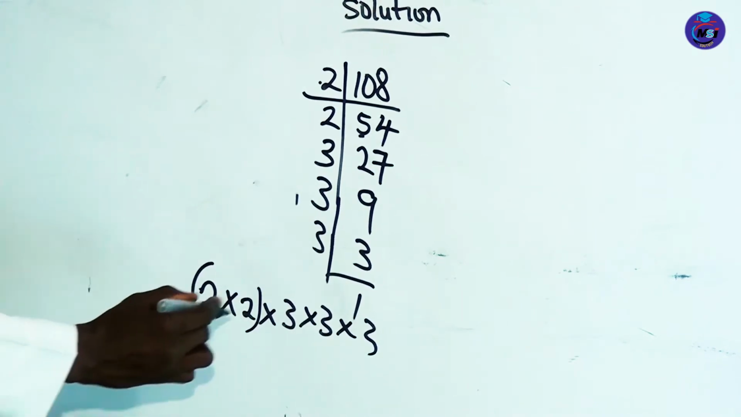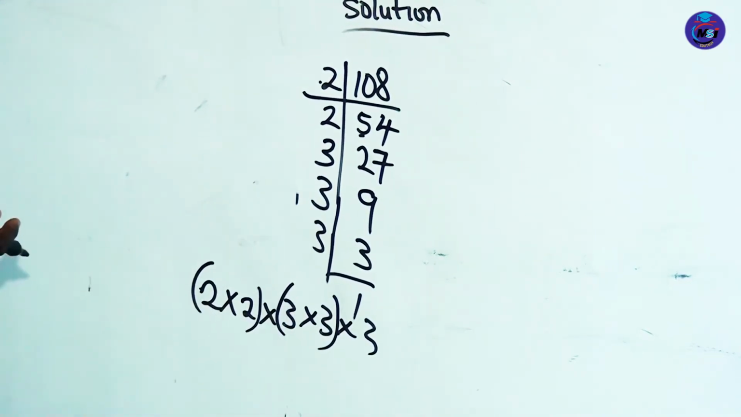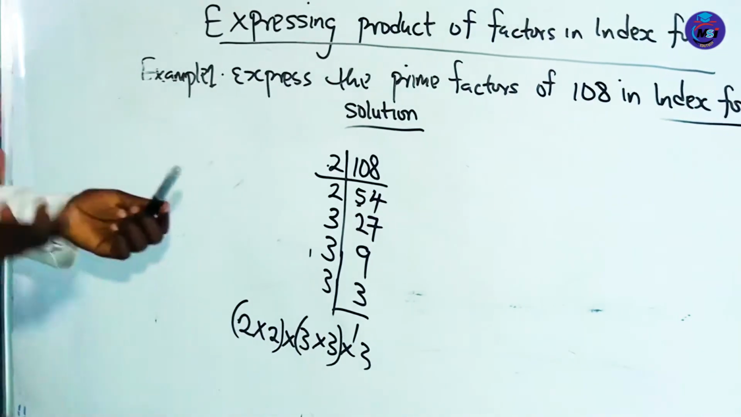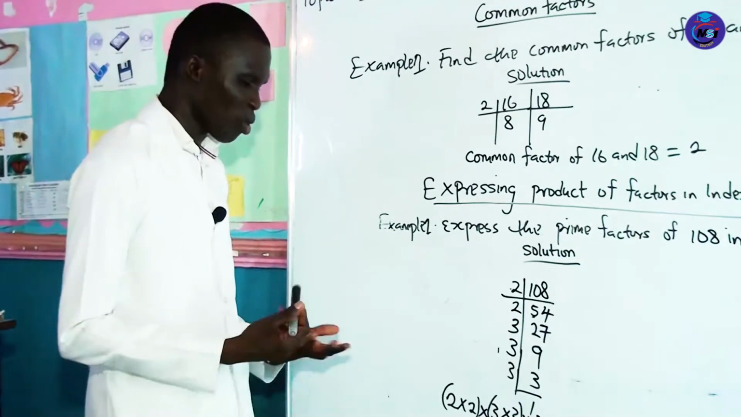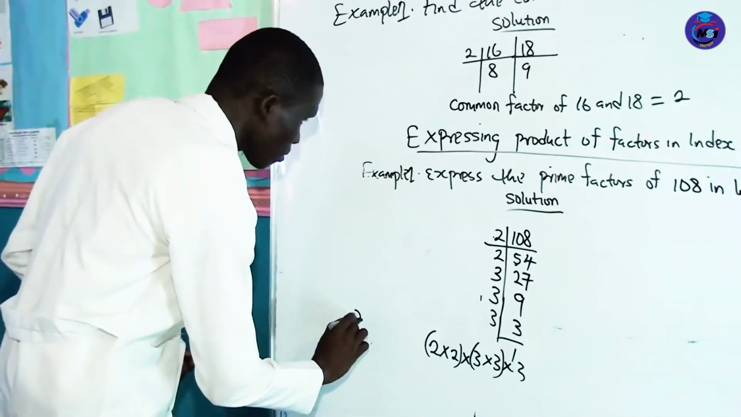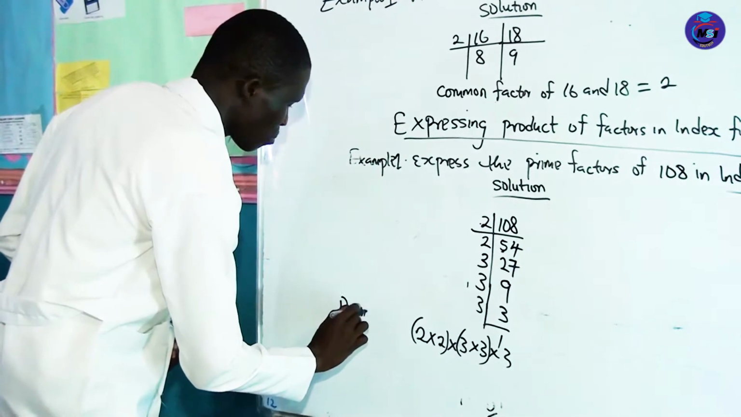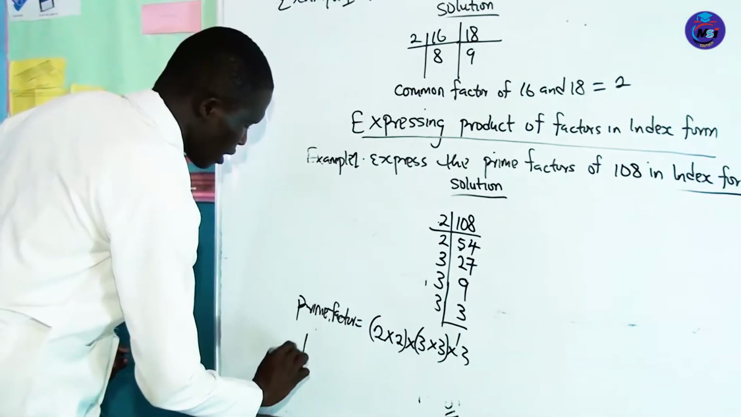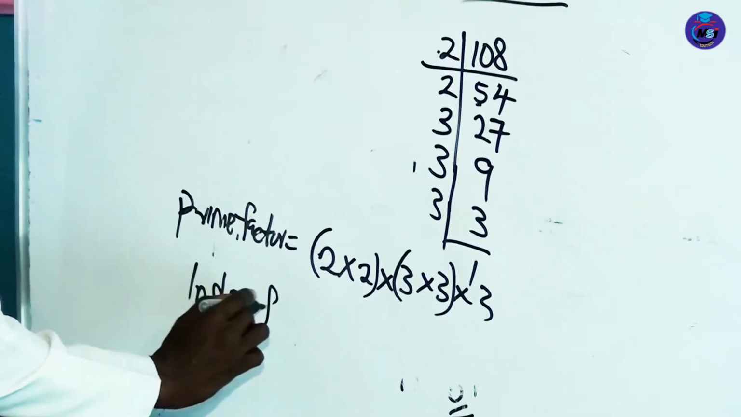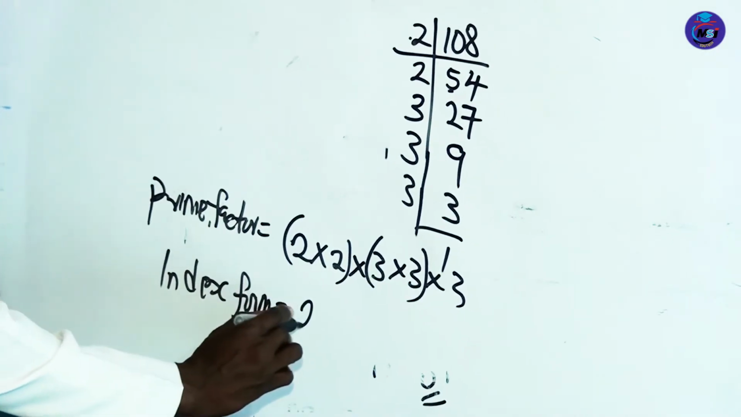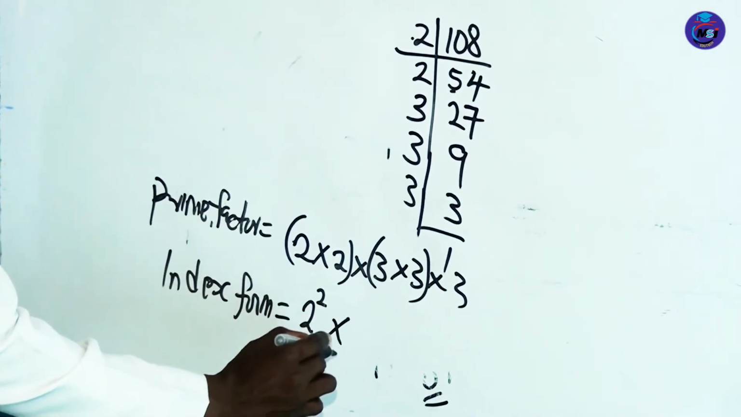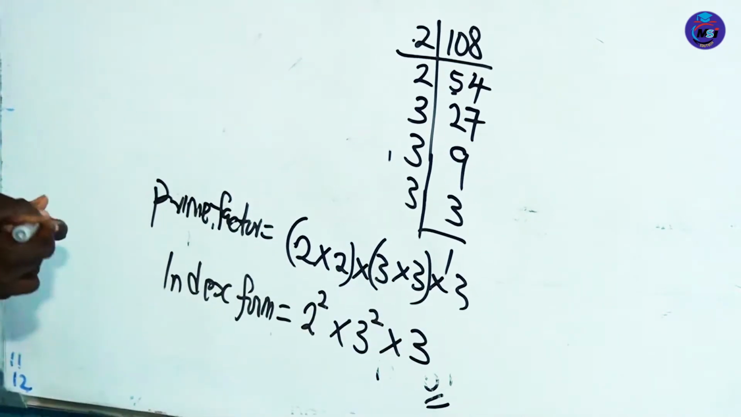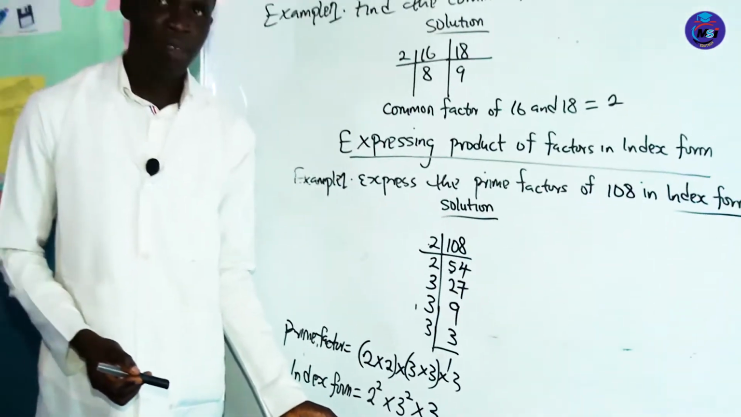Bring this together. Now, index form is referring to power. So, in index form, so this is prime factors. Index form will give us 2 square times 3 square times 3. So this will be our answer.